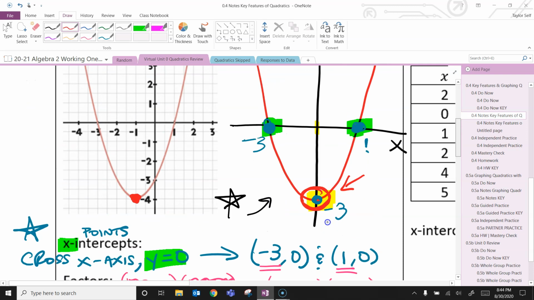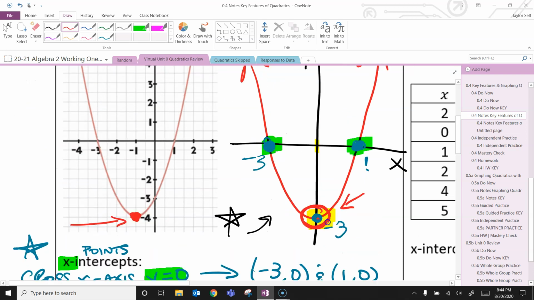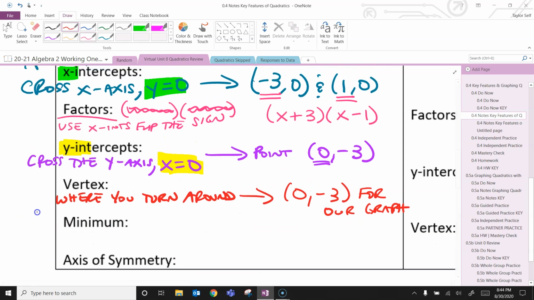But this is the vertex for this graph. So I'll just label that just in case you look back at the notes. And that is -1, -4 is where that happens for that graph. Okay, let's keep going. Minimum: we're just going to say that is the lowest point on the graph. So let's write that. Lowest point on graph.